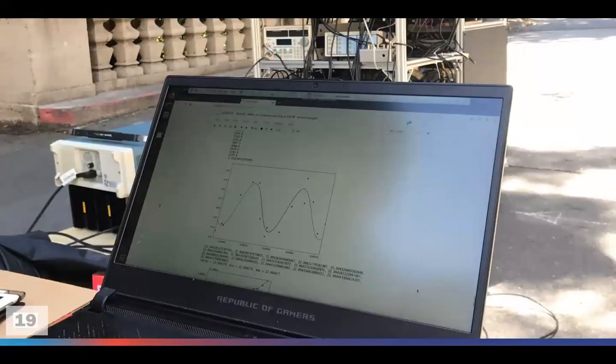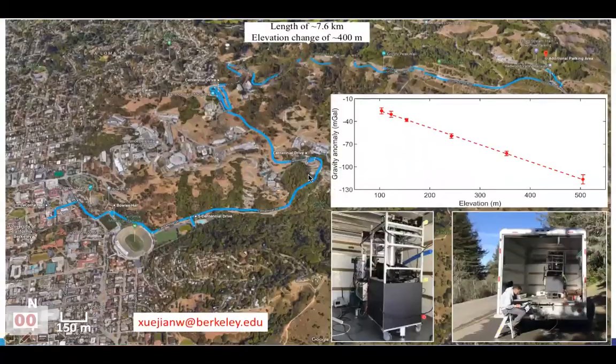So here is a typical fringe that we get. By analyzing the phase, we can measure the gravity. Each dot is a measurement and the cosine function is the phase. Our machine is limited by vibration noise. Large vibration can make the dots jump away from the fit.